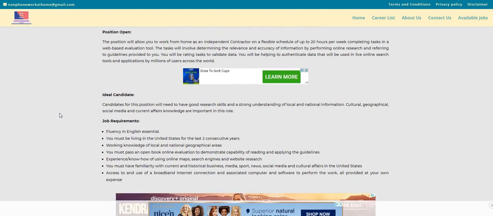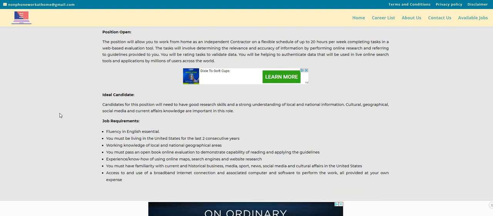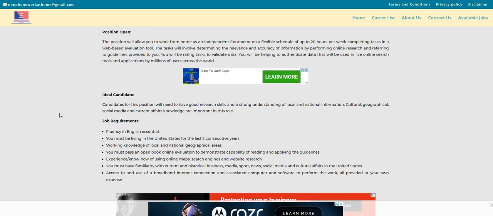Now, they do hire for Spanish bilingual people as well. So if you are Spanish or if you know someone that may be bilingual, have them apply for this position also. Now, it says here the candidate for this position will need to have good research skills and strong understanding of local and national information, culture, geographical, social media, and current affairs knowledge are important in this role. The position pays $14.50 an hour.